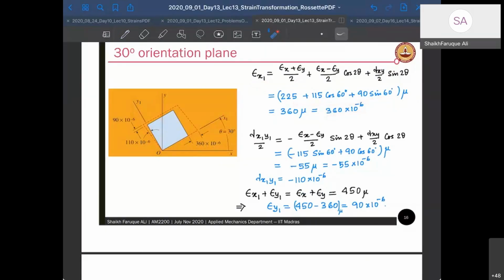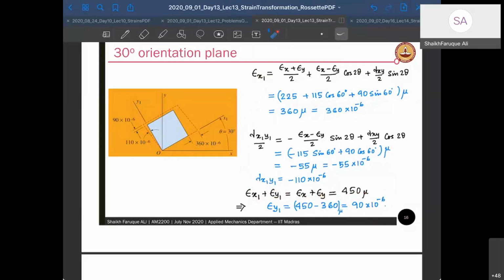Similarly, gamma xy I can find, and since epsilon x1 plus epsilon y1 is equal to epsilon x plus epsilon y, which is equal to 450, I can find epsilon y1 by just putting this. Epsilon x1 is obtained from here. Epsilon x, epsilon y is given, so epsilon y1 is obtained from this, so 90. These are simple calculations.